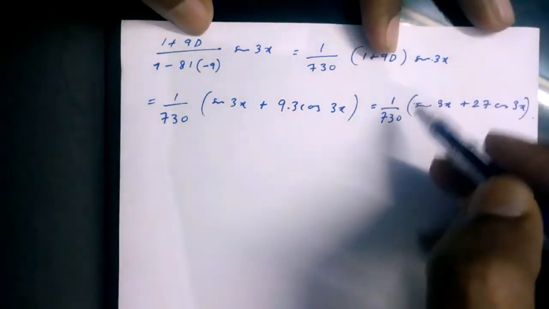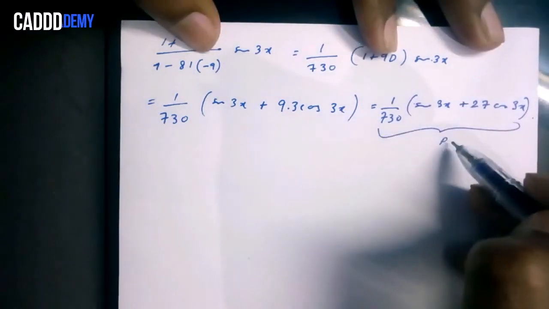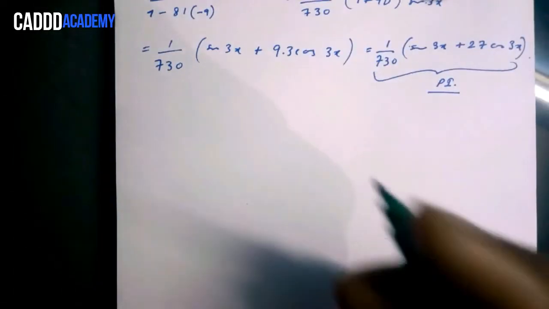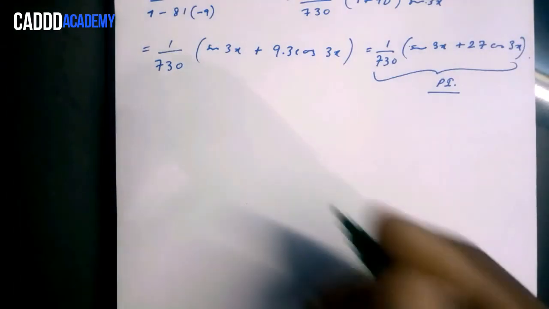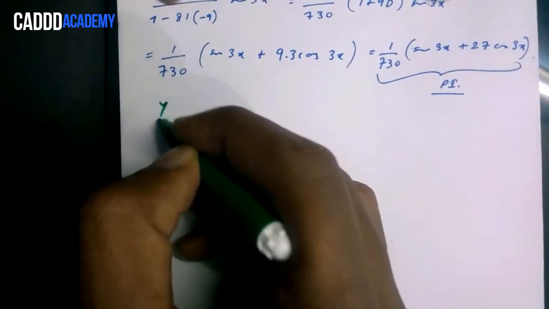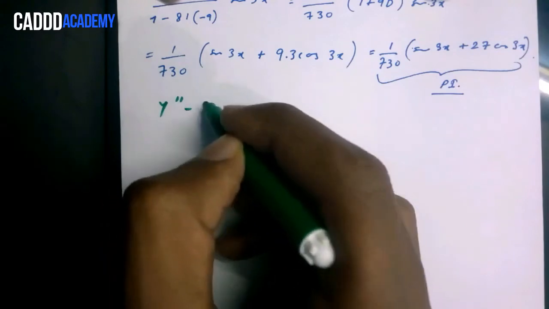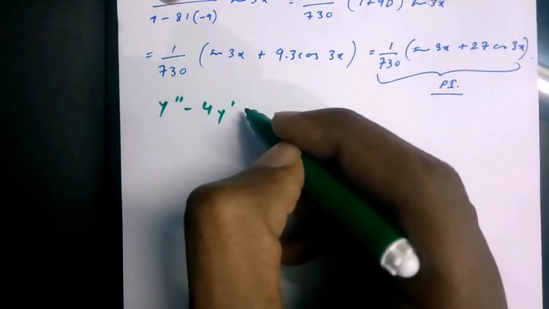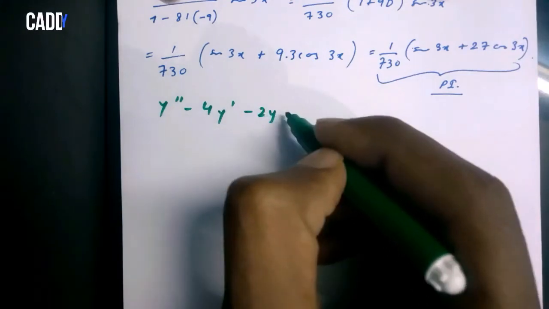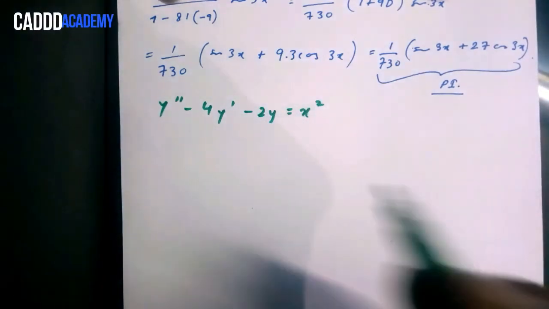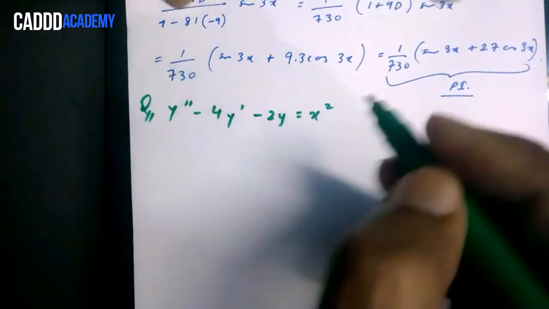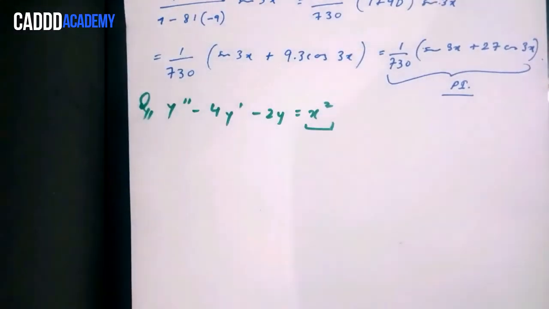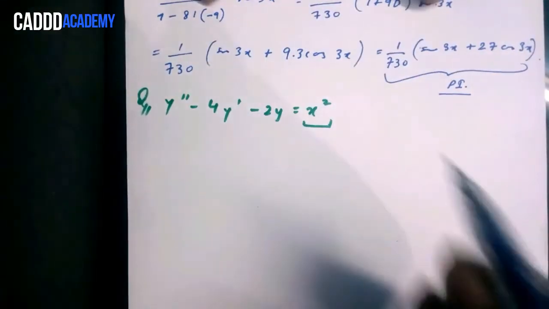So this will be the particular integral for that equation. Okay, now I am taking another problem, and we will calculate the PI for that also. And the equation is what? y double dash minus 4y dash minus 2y is equal to x square. So here we have a polynomial on this side, and let's see how to get the particular integral for this equation.